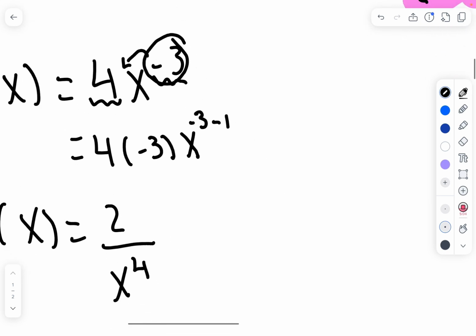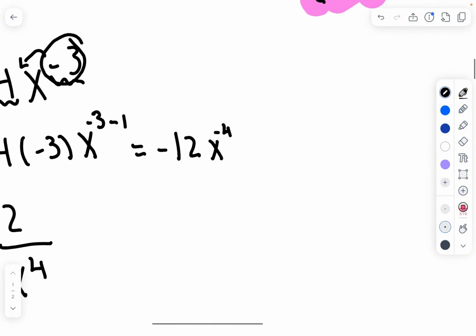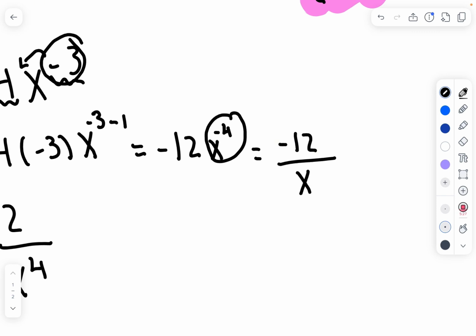Now we'll rewrite that. We have 4 times negative 3, which gives us negative 12. And then we have x to the power of negative 3 minus 1, which is going to give us negative 4. But we want to rewrite this using positive exponents, so we're just going to bring this to the denominator. We're going to have negative 12 over x to the power of 4.